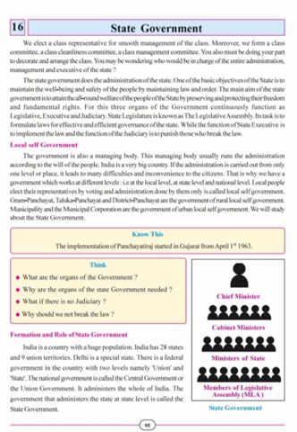Students, now we will discuss the questions given in the think box. The first question is, what are the organs of the government? Students, the organs of the government are, first is legislature, second is executive, and third is judiciary, as I told you. Second question is, why are the organs of the state government needed?